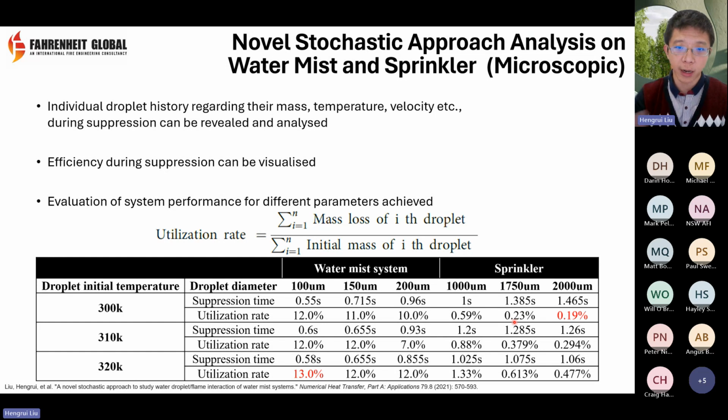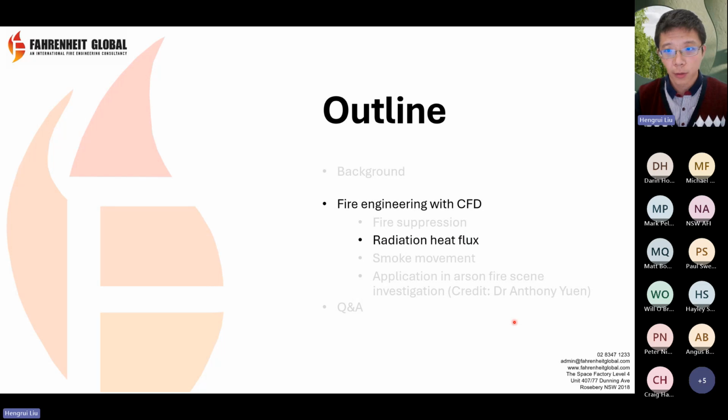So that, again, validated our idea that the sprinkler system basically takes the heat away by Cp, by heating up the water droplet, not evaporating. So that's the beauty of Eulerian-Lagrangian, and something you can see. So that's basically the end of the suppression part.